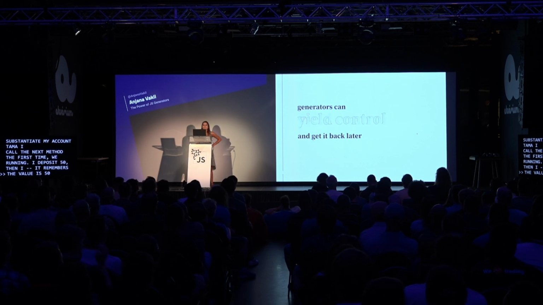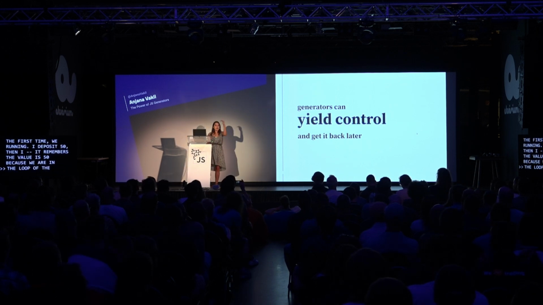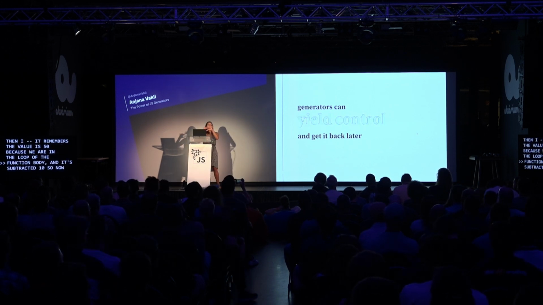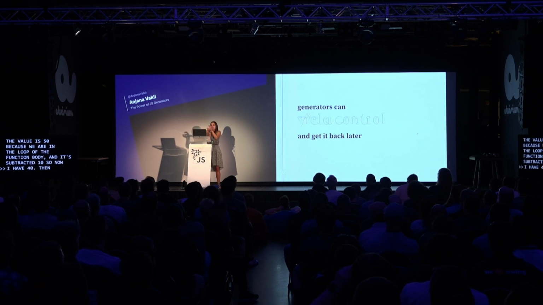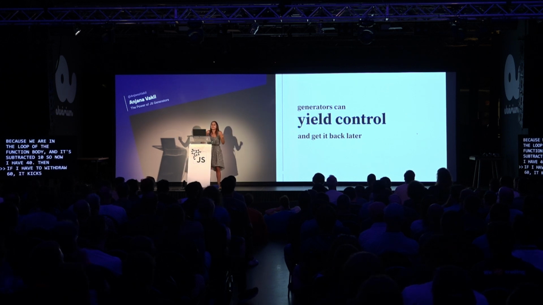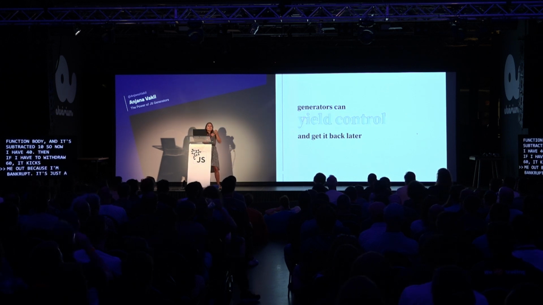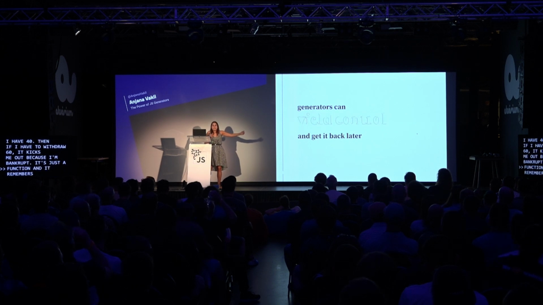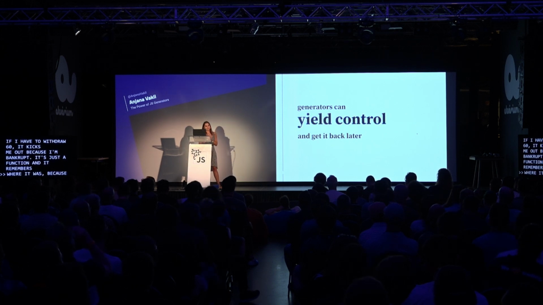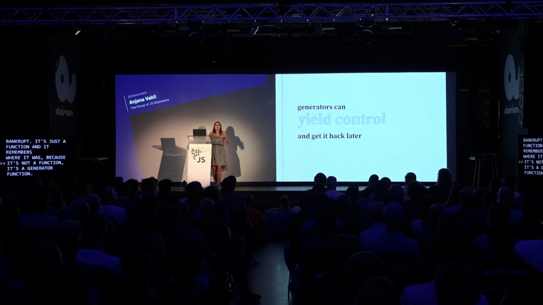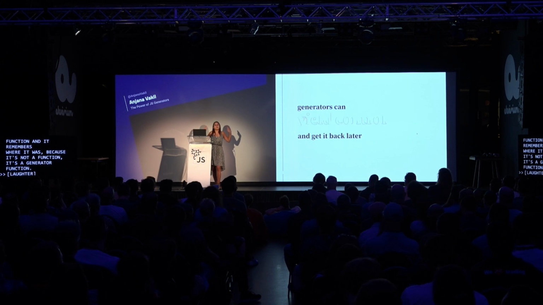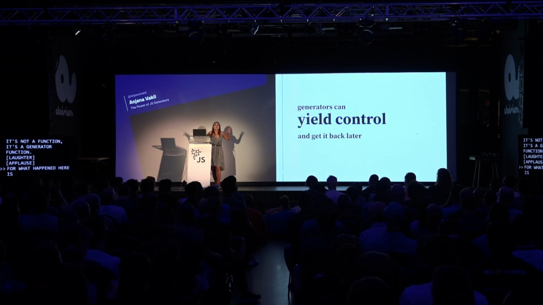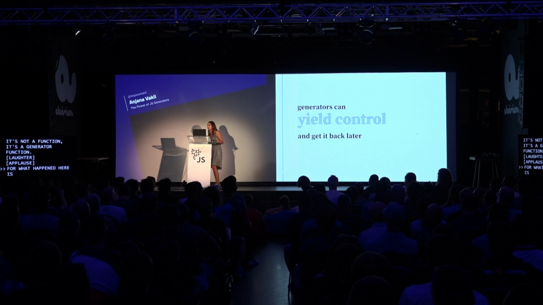So what happened here is the generator, by pausing at that yield, and by the fact that it can then resume using that value as like an expression in the function body, generators can yield control and get it back. So the generator can say, hey, I'm paused. You just tell me when you want me to start running again. And then when I call next again, it starts running again.